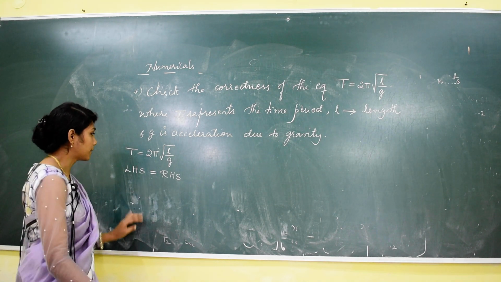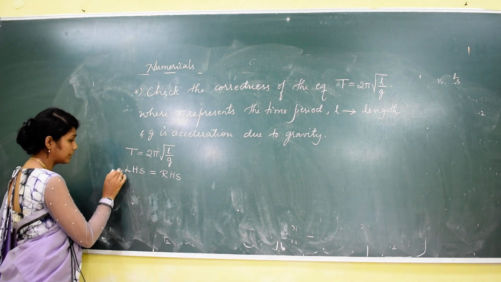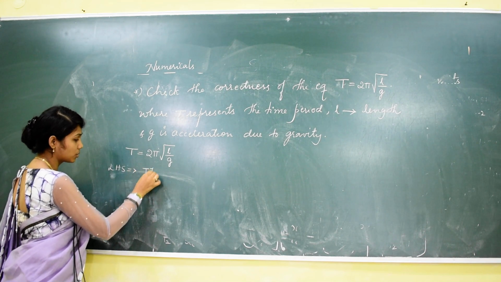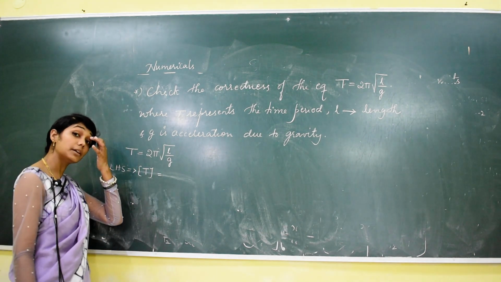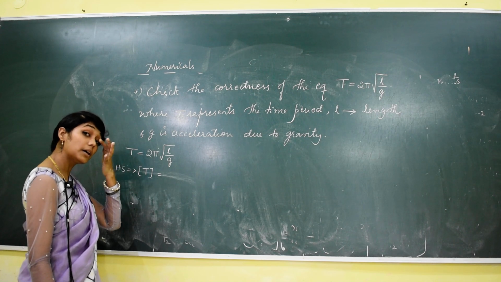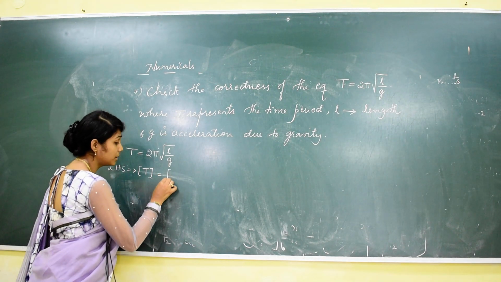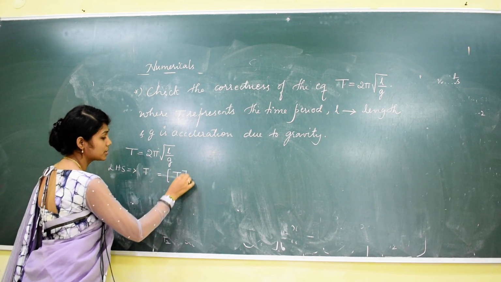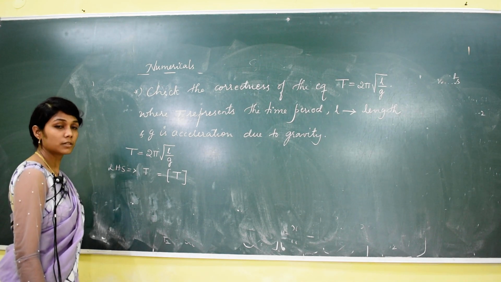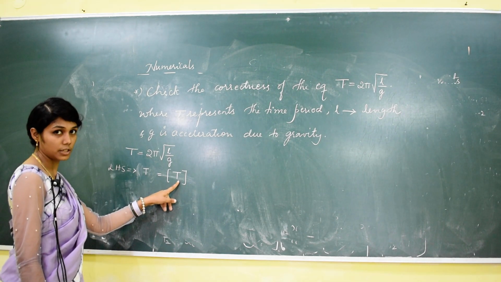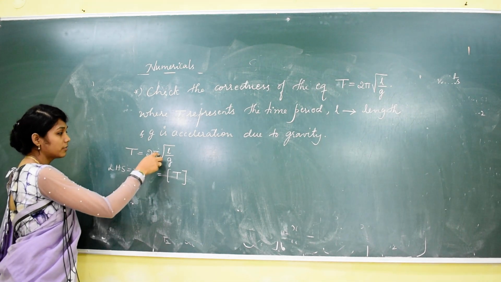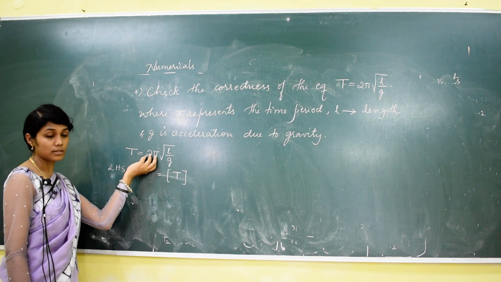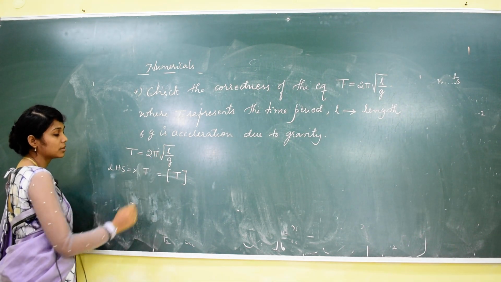So first let me consider the left hand side of the equation. LHS implies time period. On the left hand side I have the time period, and the time period is time itself, right? So the dimension of the time period is just T. And 2 pi is a constant value, so I don't consider it, because it is a dimensionless constant.